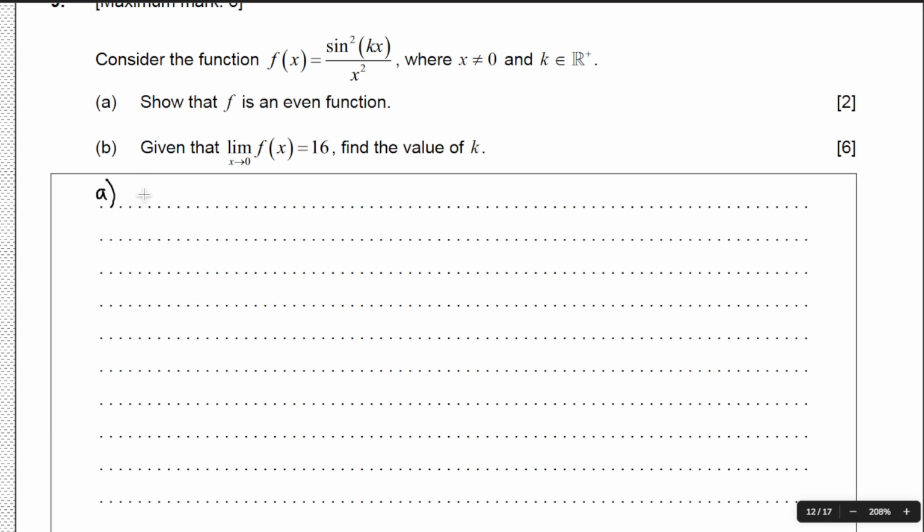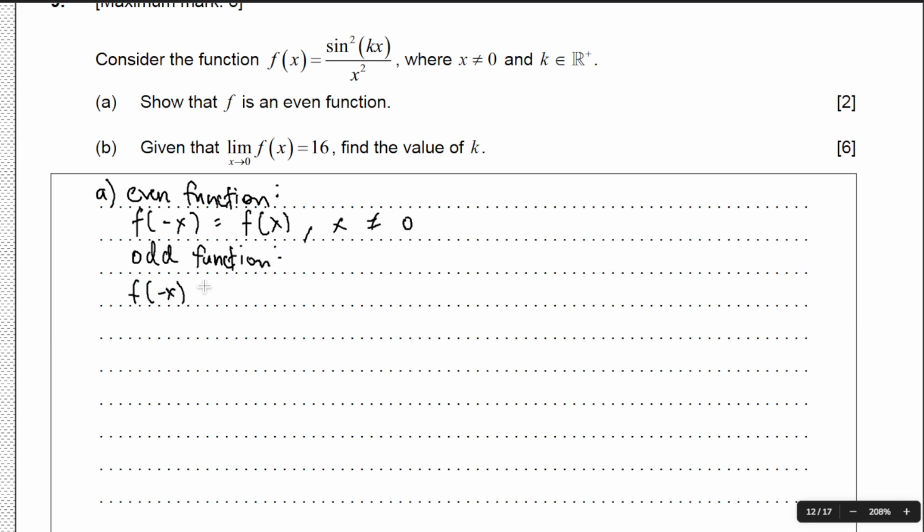Okay, so for part a, we have to remember that for an even function, f of minus x is equal to f of x, as x is not 0. For an odd function, however, in case this pops up in your exam, f of minus x is equal to minus f of x.